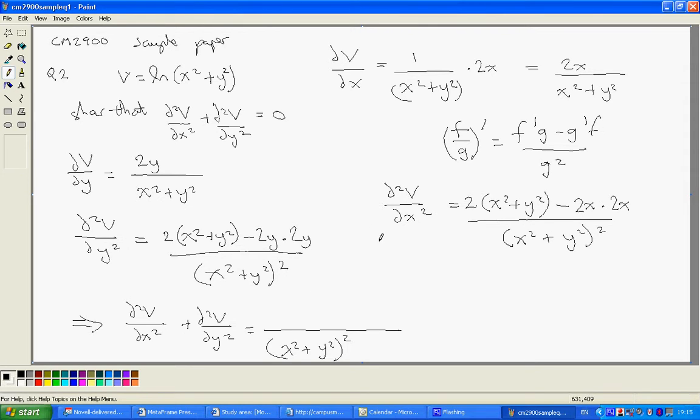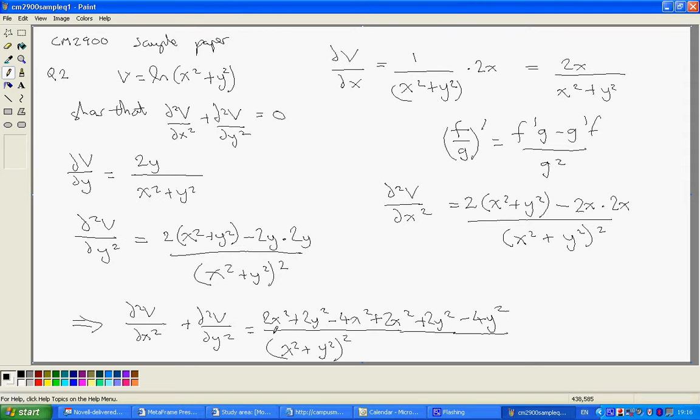Well, if we expand this, work out the bracket, we get 2x squared plus 2y squared minus 4x squared. And from this one we get 2x squared, so plus 2x squared, plus 2y squared, minus 4y squared.